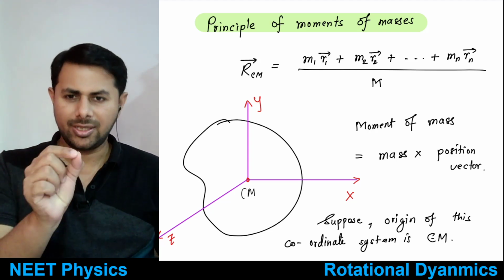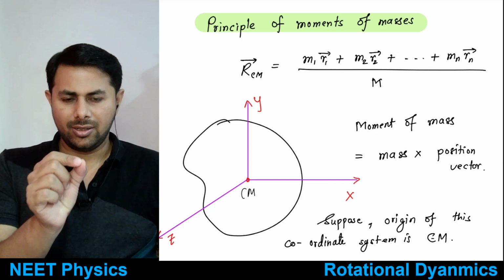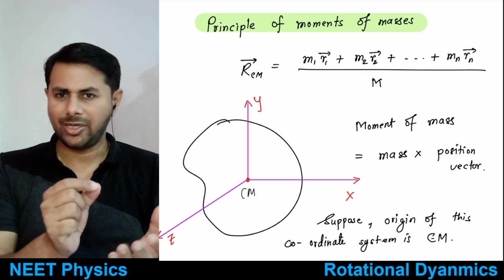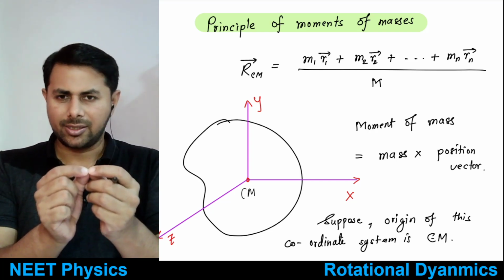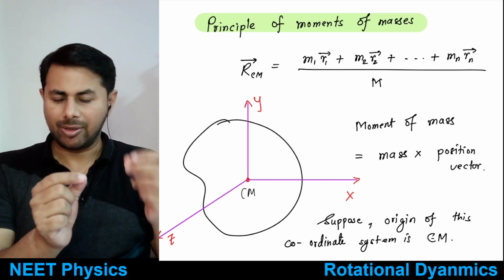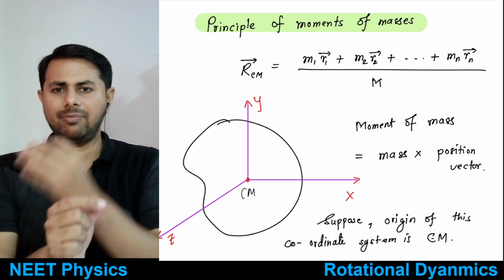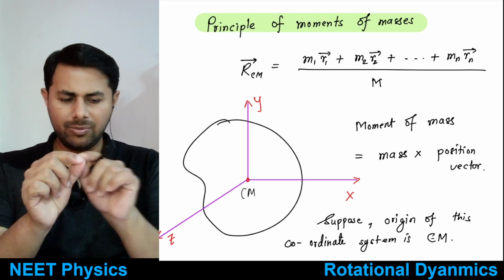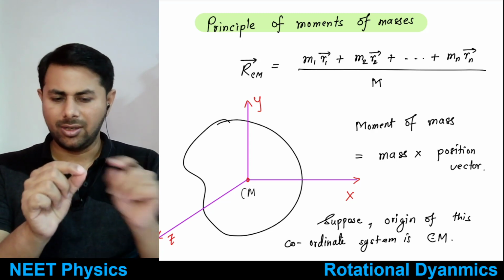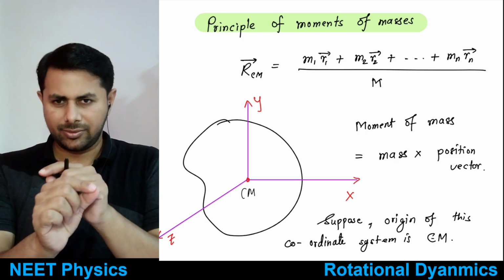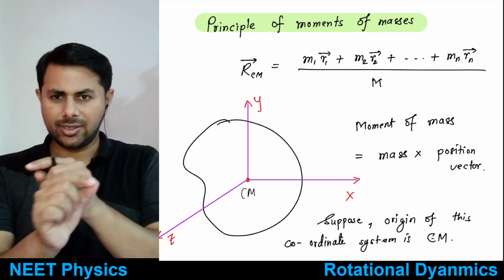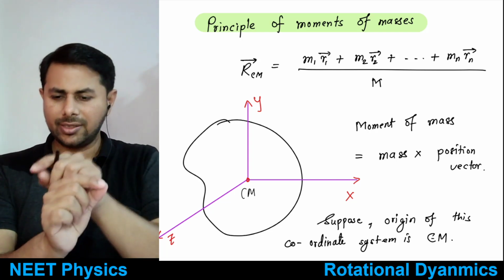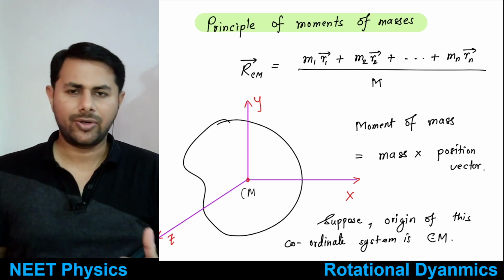That means, suppose this is that point, then the mass of the body must be symmetric about this point. So whatever mass is there towards the left, the same amount of mass would be there towards the right at the same distance. So if this distance is negative, this distance would be positive. So m times x plus m times minus x will give you what? 0.